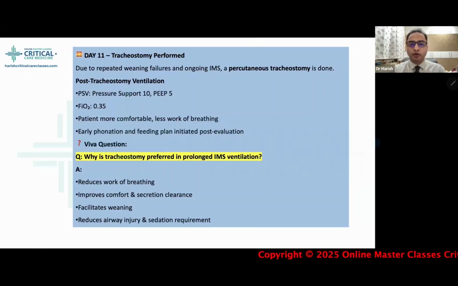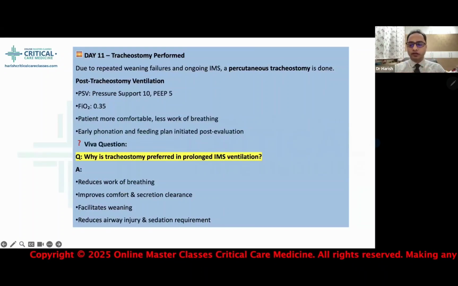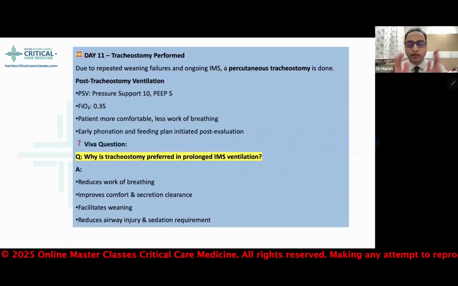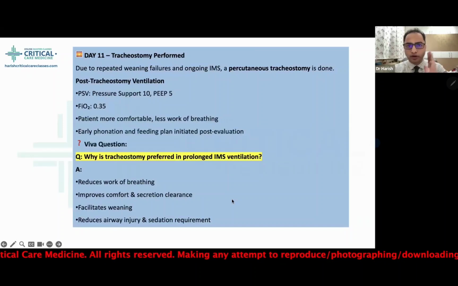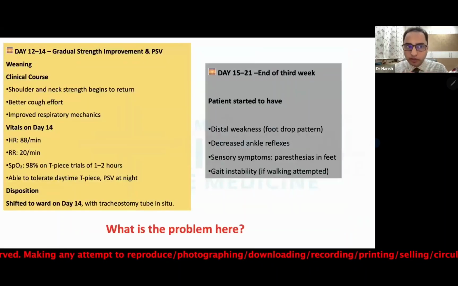So why is tracheostomy performed in prolonged IMS ventilation? It reduces the work of breathing, improves comfort and secretion clearance, facilitates the weaning, and reduces airway injury and sedation requirement. This is your answer. So why do you perform the tracheostomy in an OP patient with intermediate syndrome?